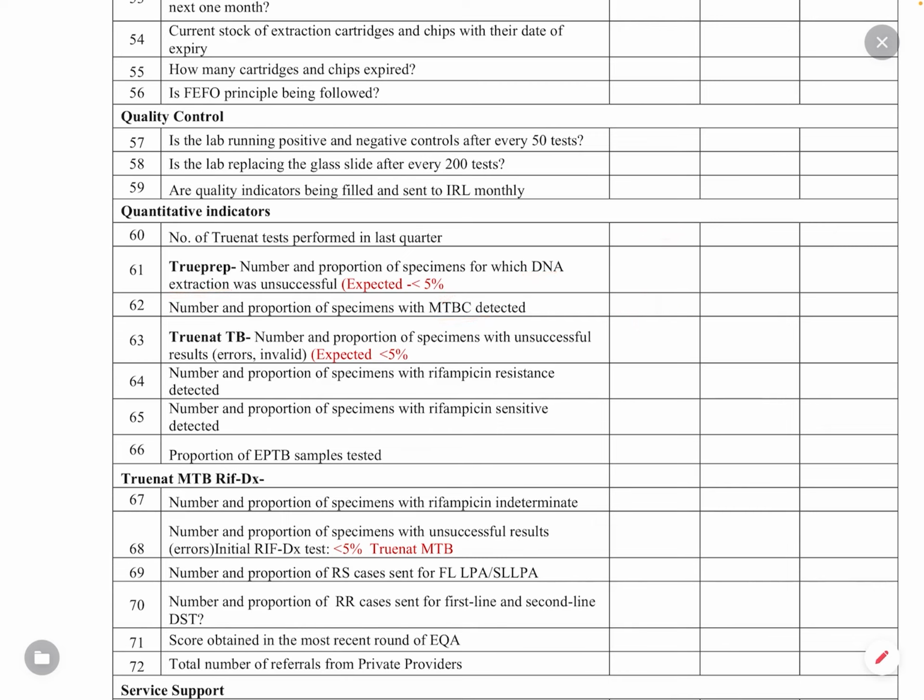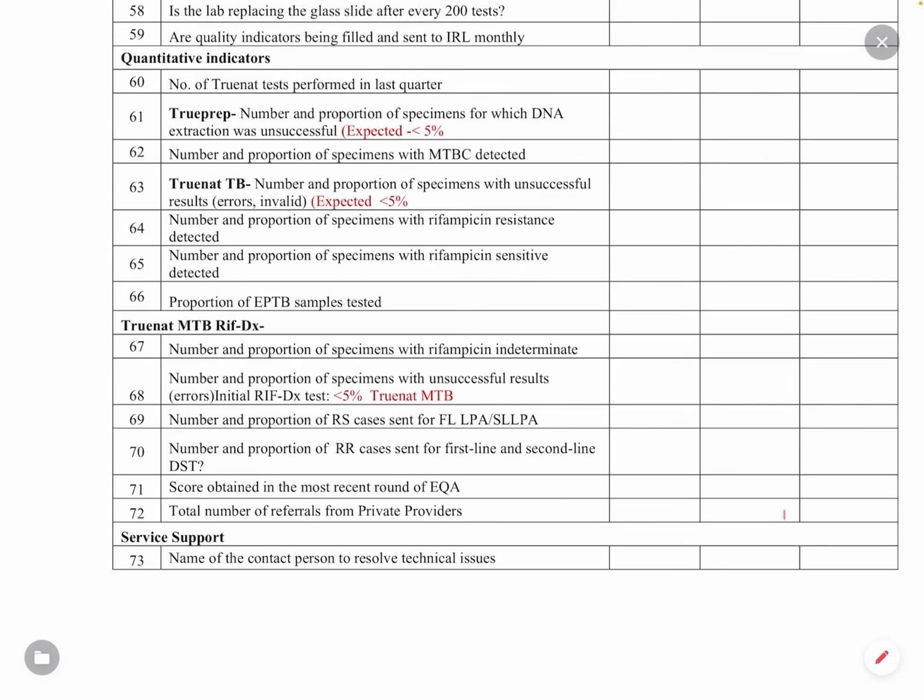Then how many errors were there? Errors also you have to calculate. Errors and invalid have to be less than 5%. Then how many were rifampicin resistant detected? How many rifampicin sensitive were detected? Then EPTB samples, how many were tested? For example, 20. If 5 were EPTB, then 5 out of 20.